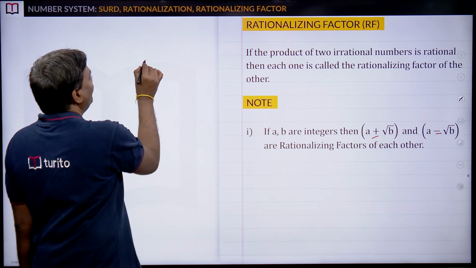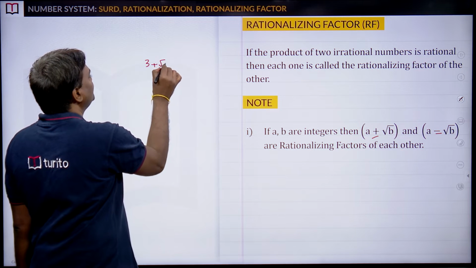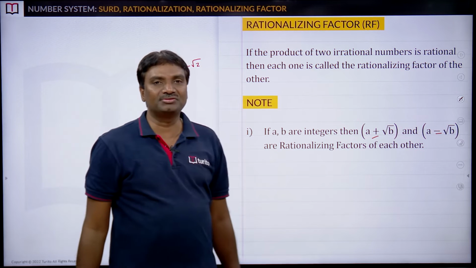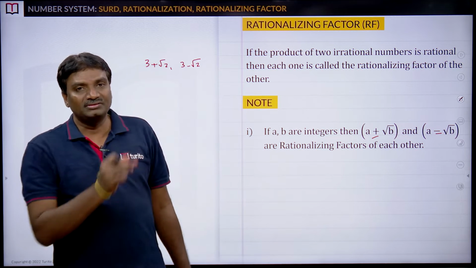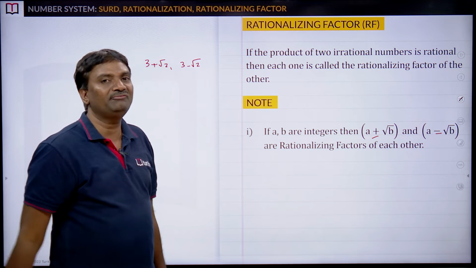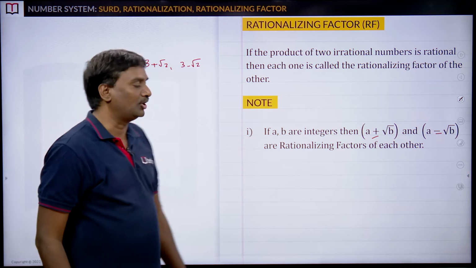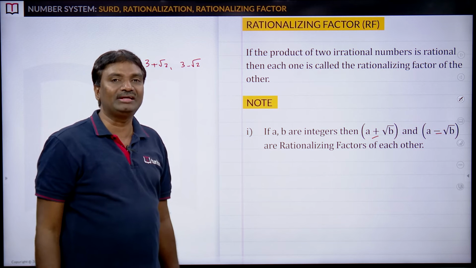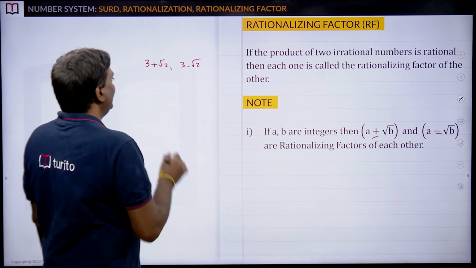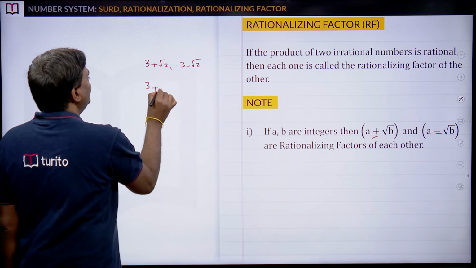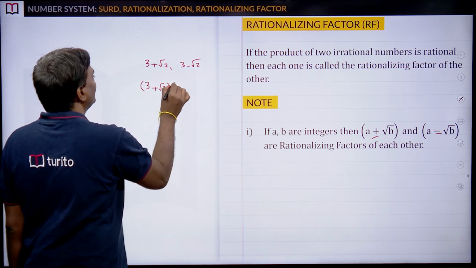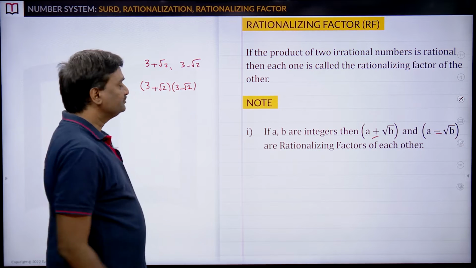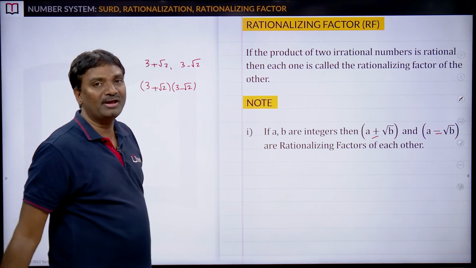So, for example, if we take the first number as 3 plus root 2 and the second number as 3 minus root 2, we can say these two are rationalizing factors of each other. Let us check whether it is correct or not. According to the definition, by multiplying these two irrational numbers, if we get a rational number, then it is correct. So, 3 plus root 2 into 3 minus root 2.